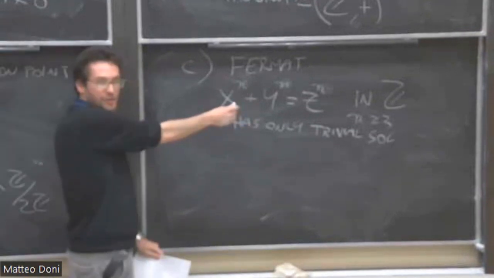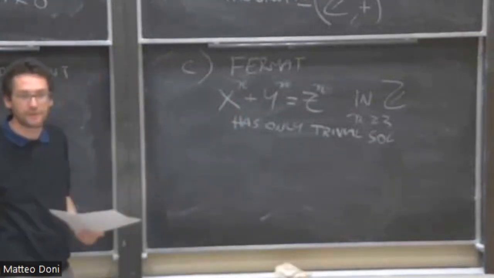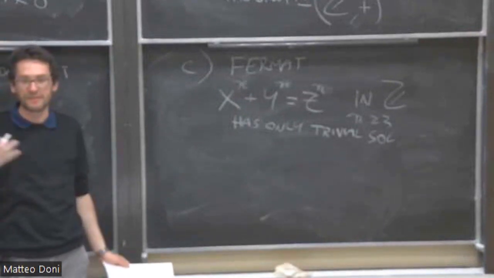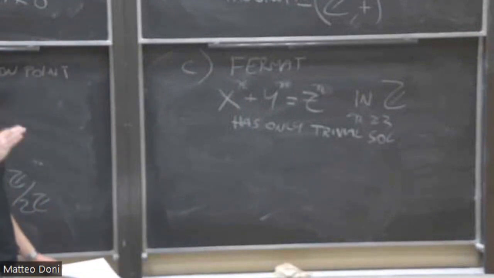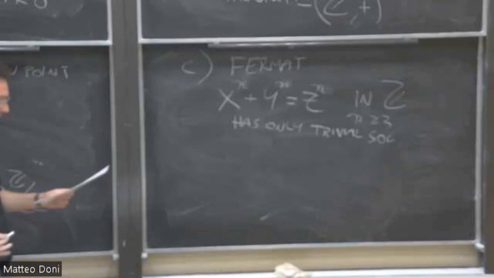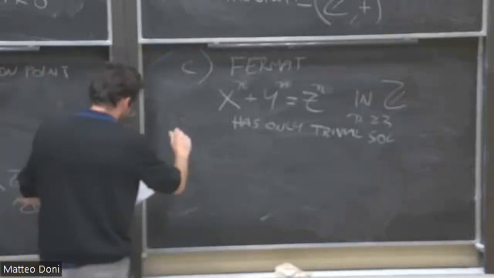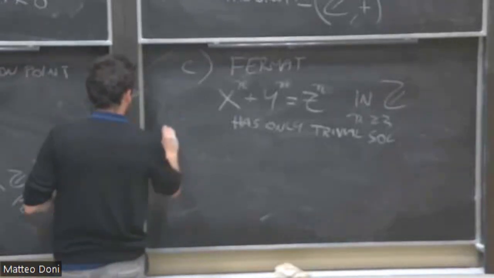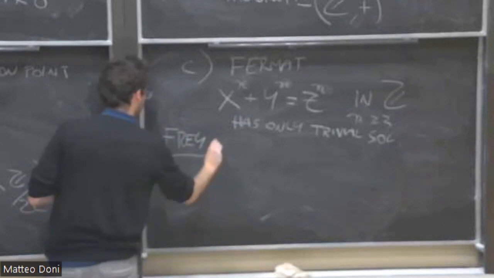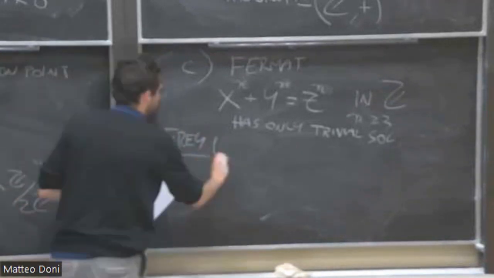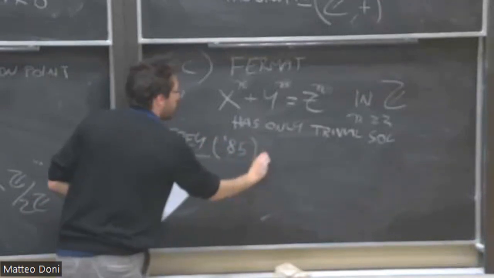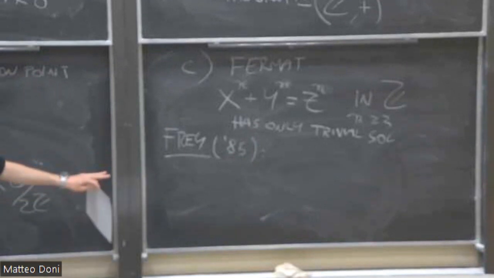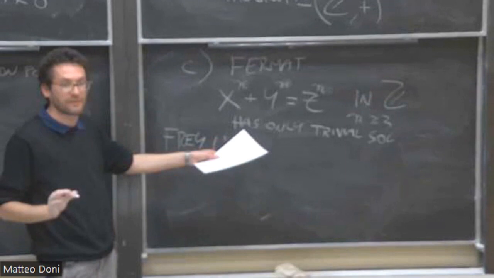Okay, but what is the connection between this equation and elliptic curves? This was, in some sense, the outstanding thing that emerged during the 70s, 80s. If I remember correctly, Frey noticed in, I think, 84 or 85, something like that. It is actually very recent. The connection with elliptic curves is really recent.